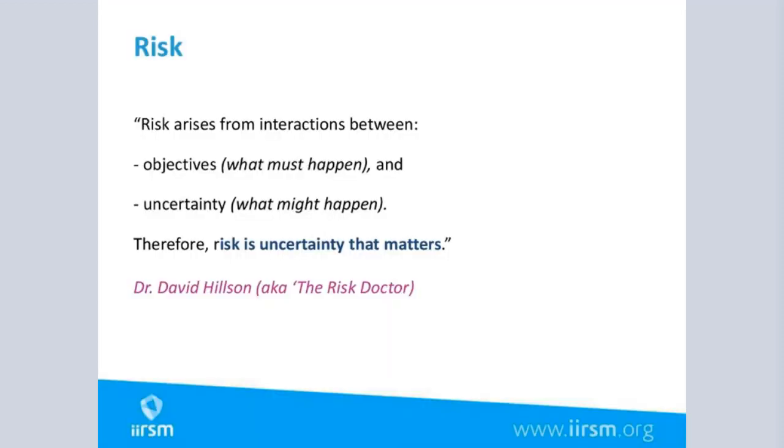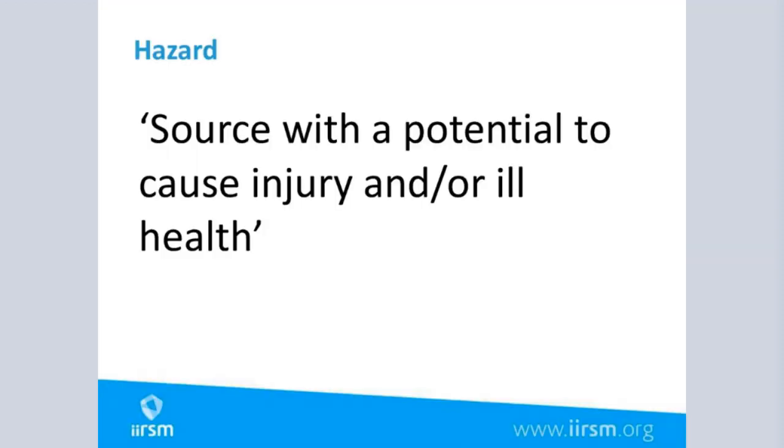Now, risk. Risk is what happens when uncertainty, which we've just talked about, and organisational objectives come together. In other words, it's uncertainty that matters. And you may have come across the term hazard as well. A hazard is a risk or a threat with a potential to cause injury and or ill health.